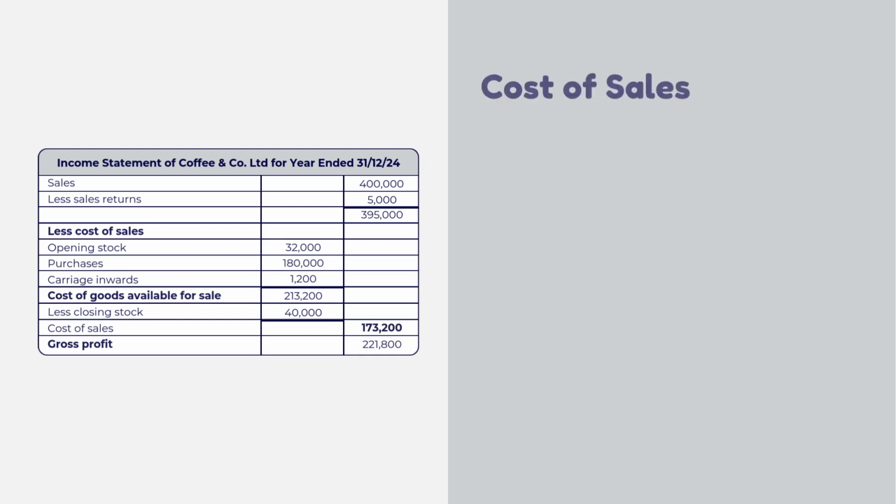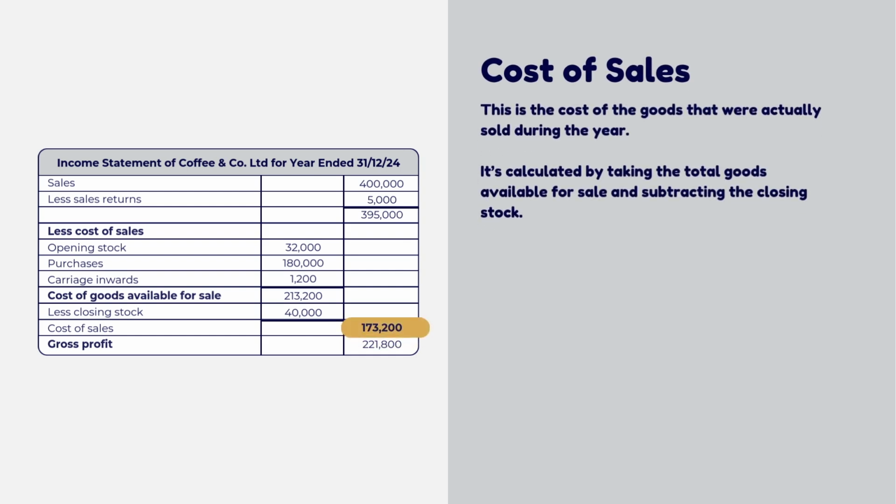Next, we have cost of sales. This is the cost of the goods that were actually sold during the year. It's calculated by taking cost of goods available for sale and subtracting the closing stock. We subtract the closing stock because we didn't sell this during the current year. So your total cost for the goods you actually sold during the year is €173,200, which is our cost of sales.